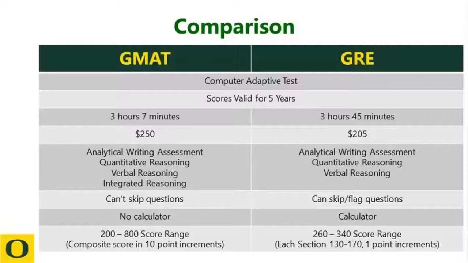The biggest difference is probably how you test. In the GRE, you can skip questions that you're not comfortable with or flag questions to come back to. In the GMAT, you can't skip any questions. In the GRE, you do have access to a calculator for some of the quantitative pieces, and in the GMAT, you don't. So depending on how well you think you personally test, that's how I would make the decision on which one to use, aside from which colleges and universities are going to accept it.